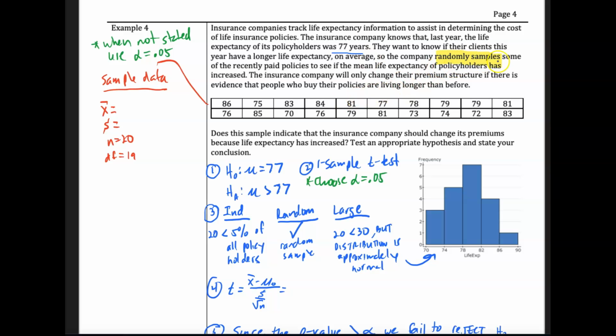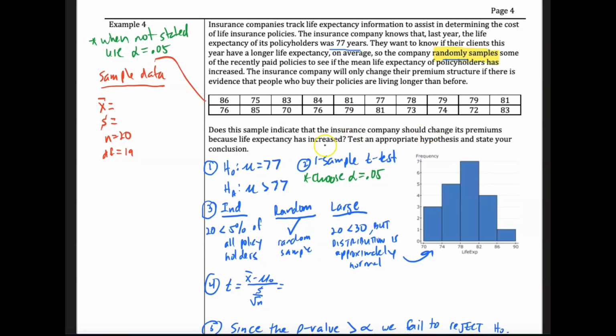So what they do is randomly sample some of the recent paid policies to find the mean life expectancy of the current group. Here's the sample. There's 20, okay? 2, 4, 6, 8, 10, 12, 14, yep, 20. Now notice there is no sample data. The summary statistics are not given to us. We know there's 20, so degrees of freedom is 19, but I don't know what the mean and standard deviation are.